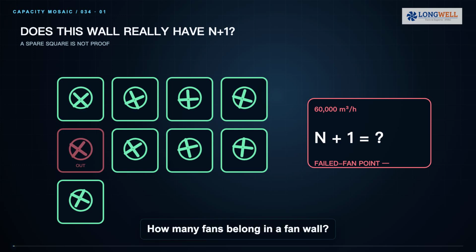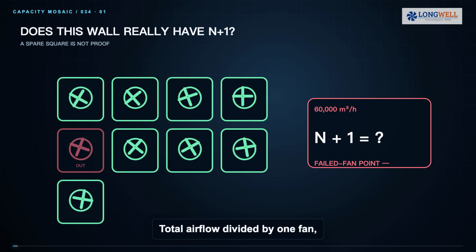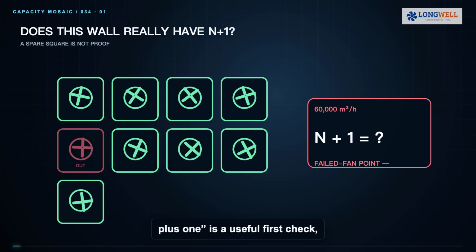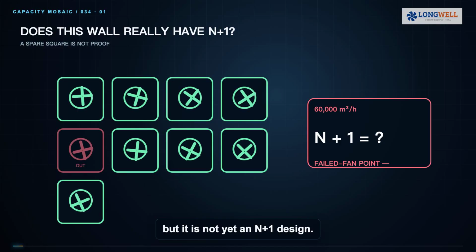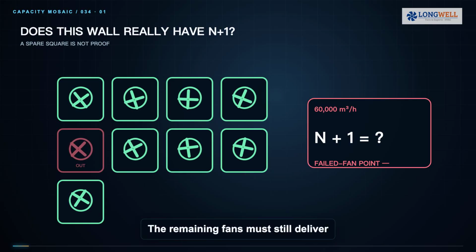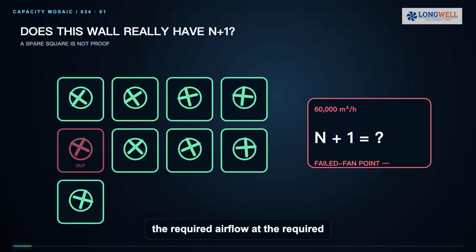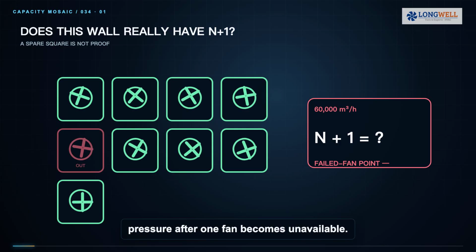How many fans belong in a fan wall? Total airflow divided by one fan, plus 1 is a useful first check, but it is not yet an N+1 design. The remaining fans must still deliver the required airflow at the required pressure after one fan becomes unavailable.